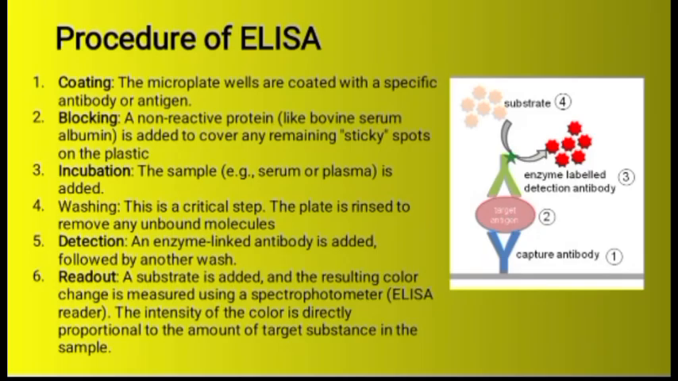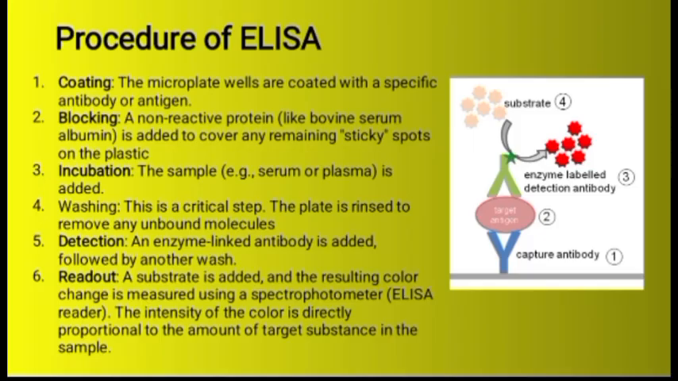So the procedure is also straightforward. First of all, we are usually using a microplate, or some people call it the 96 plate, where the plate will be coated with the test antigen or the test antibody, depending on what you are trying to check. Is it the antibody or the antigen? Then the non-specific or non-reactive part within the microplate will be blocked. So a non-reactive protein, most often bovine serum albumin, is added to cover any remaining sticky spot on the surface of the microplate to make sure that there is no non-specific binding after the antigen or the antibody is added.